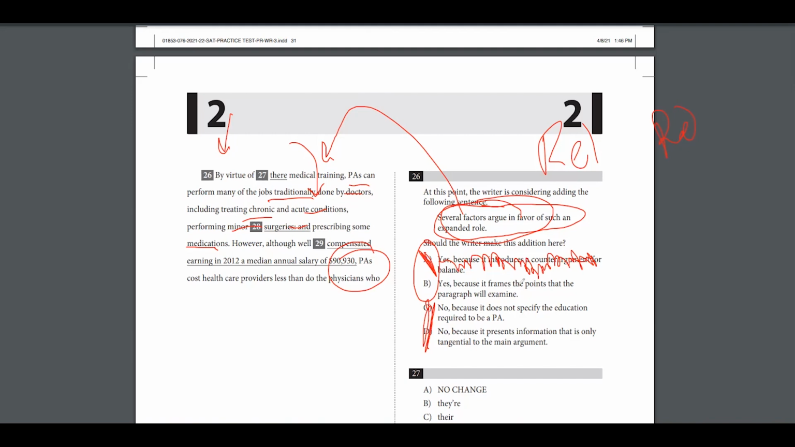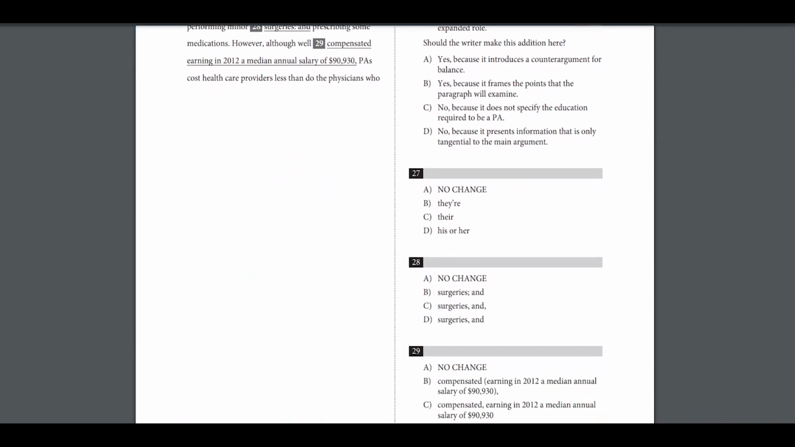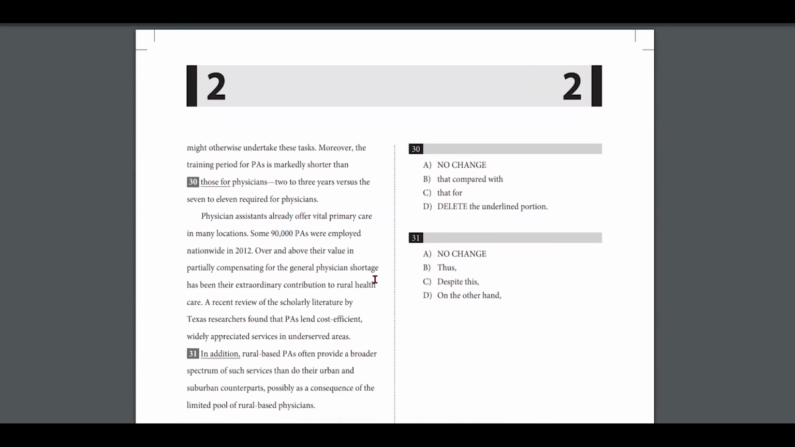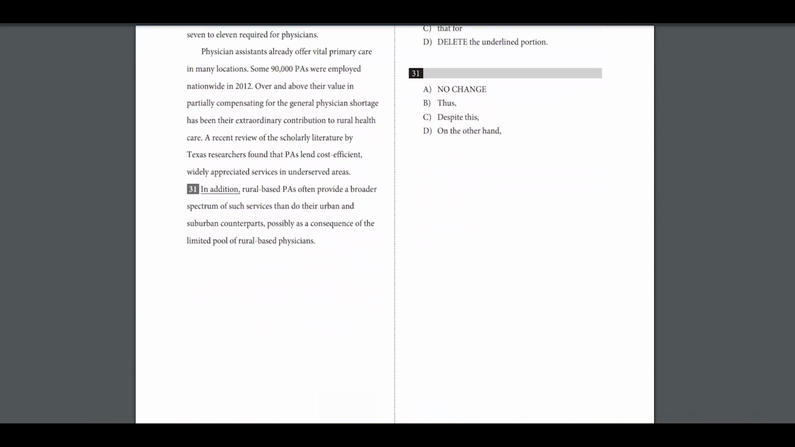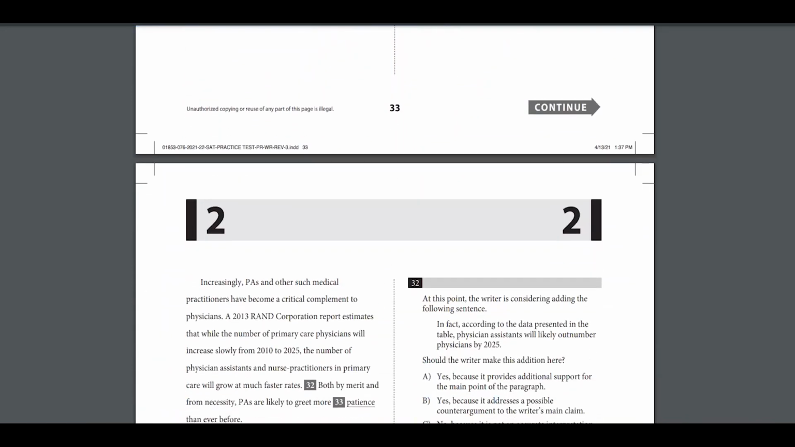B, yes, because it frames the point that the paragraph will examine. 100%. Hundo. What are they examining? They're examining these factors that could advocate for this expanded role of the PAs to take the job of the primary care physician, MD, and DOs. Yeah, cool beans. This is a cool kind of paragraph because it is happening. There are a lot of problems with the medical system and specialties and stuff.